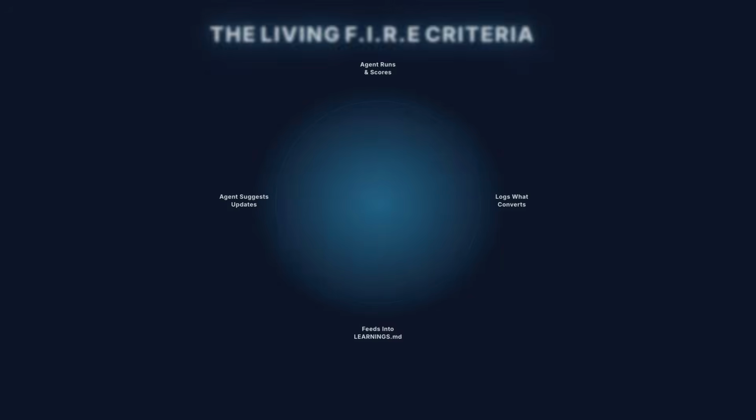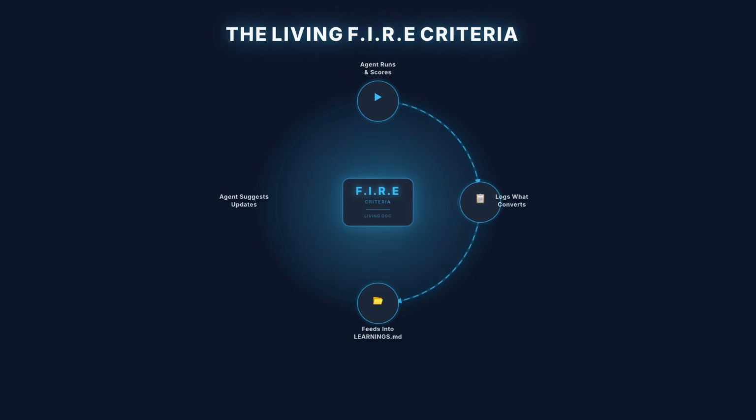This is different. Your fire criteria is a living definition, a hypothesis you're continuously testing. Your agent runs, it scores accounts, it logs what happened, tracks what converted and what didn't. That data feeds back into your learnings file. Your agent suggests updates. You update the criteria together. The agent runs it again, now sharper. The longer you run it, the better it gets. This isn't a campaign, it's an engine. And today, we're turning the key for the first time.